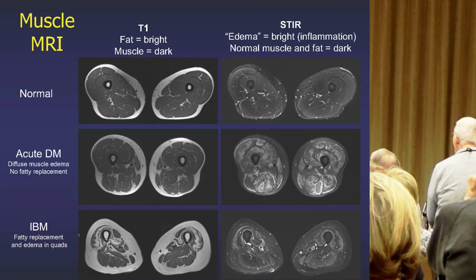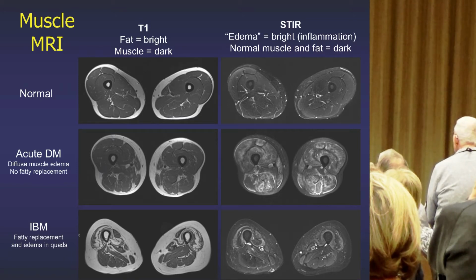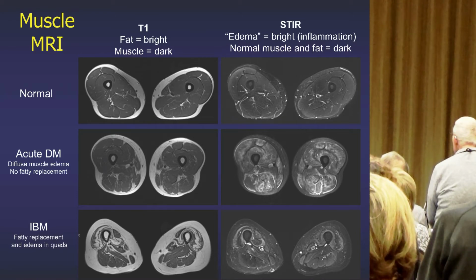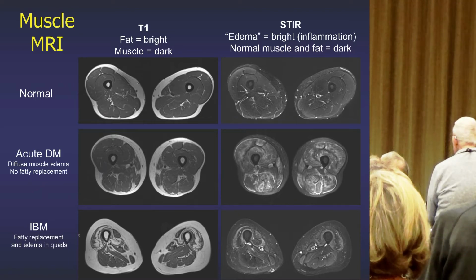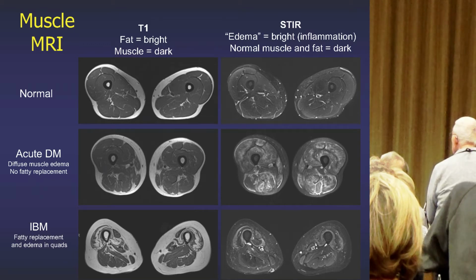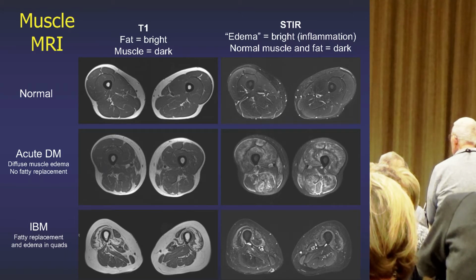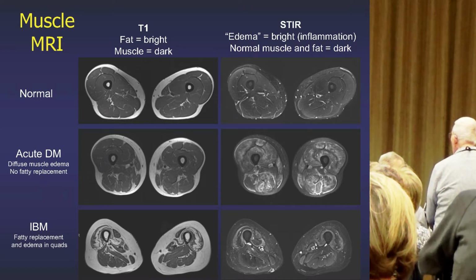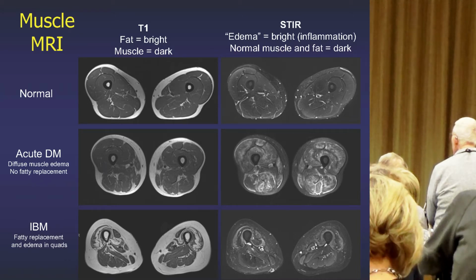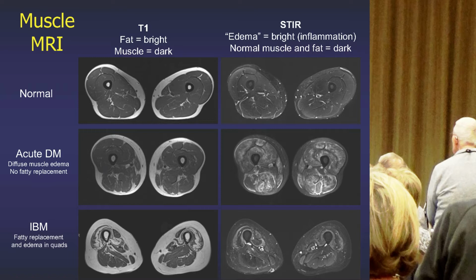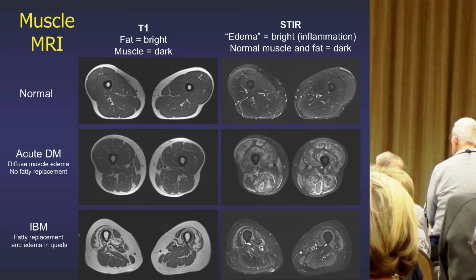Then another series of images is known as STIR. On this series of imaging, anything that is bright is what we call edema, which is often a sign of inflammation. Here's an example of a patient with an acute onset of dermatomyositis. What you can see is that the muscle itself on T1 is pretty normal. There's not a whole lot of difference between the MRI here and here. However, once you look at this other series of imaging, STIR, you can see all this bright signal, and all that bright signal is a sign of inflammation.